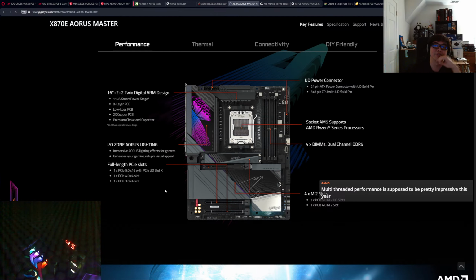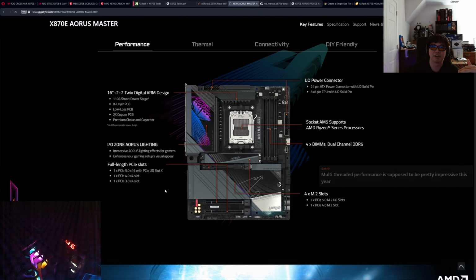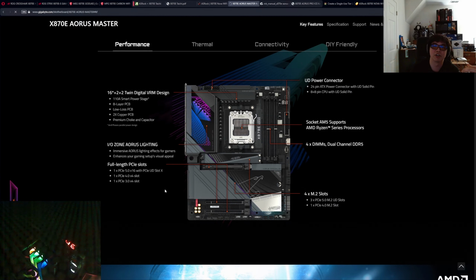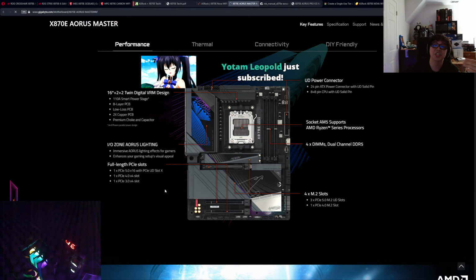But I don't think the single thread will be that much faster because I don't think Intel focused that much on improving the P cores. I think it's mostly the E cores.